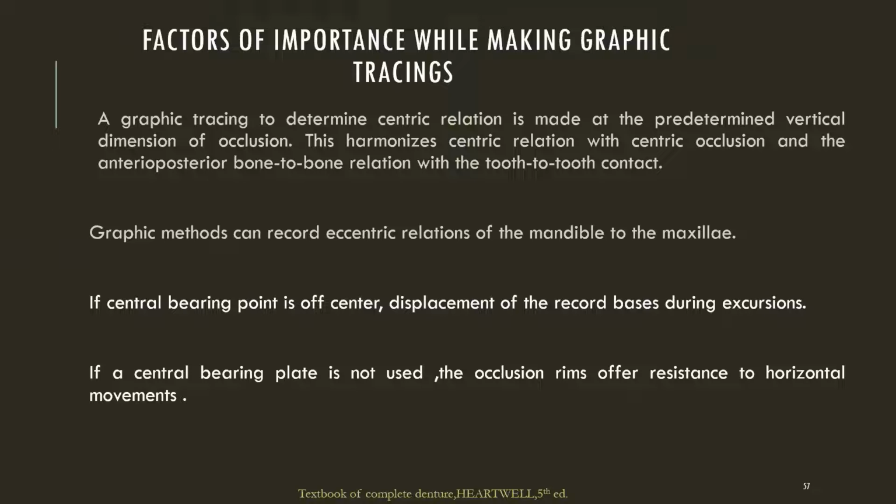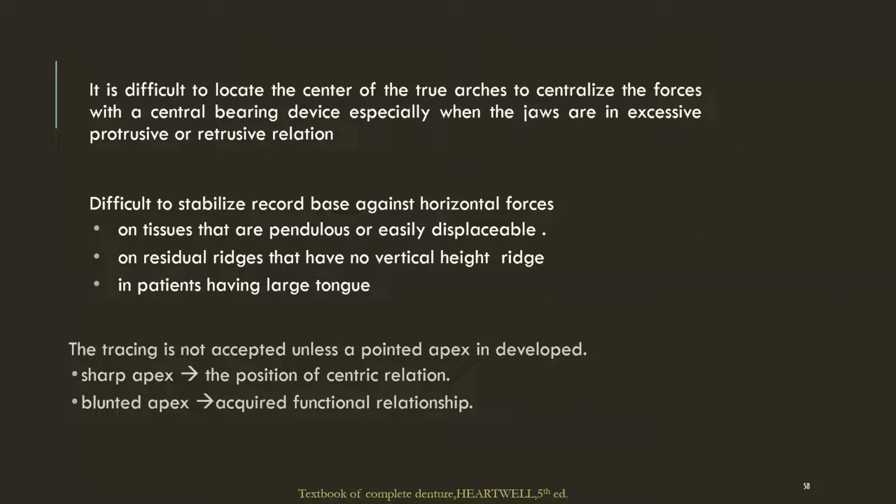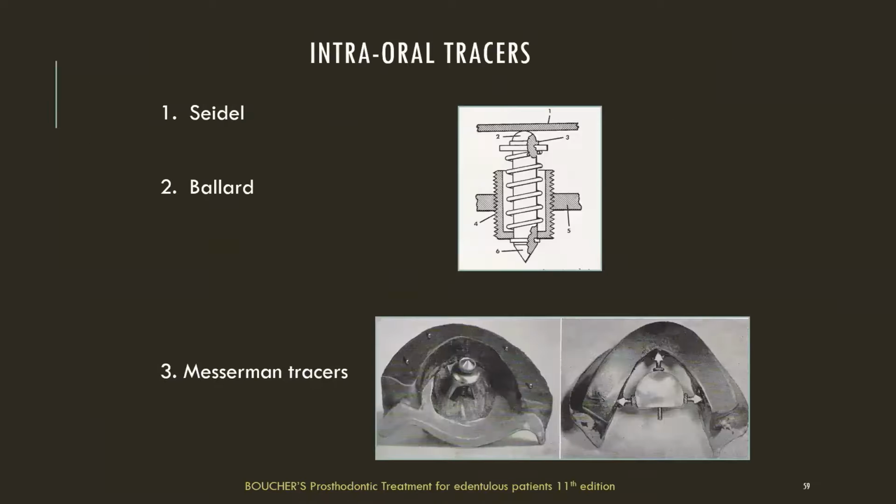So what are the factors of importance while making a graphic tracing? The central bearing point should be located in the center to avoid pressure or displacement of tissues or record bases due to unusual movement of the central bearing point when the mandible moves from centric to eccentric. If the central bearing point is off center, there may be displacement of the record base during exertion. And if the central bearing plate is not used, the occlusal rim will offer resistance to the horizontal movements. The tracing should have a sharp apex, which is known as the position of centric relation. If it is a blunted apex, it will be an acquired functional relationship. So these are the intraoral tracers that are available.